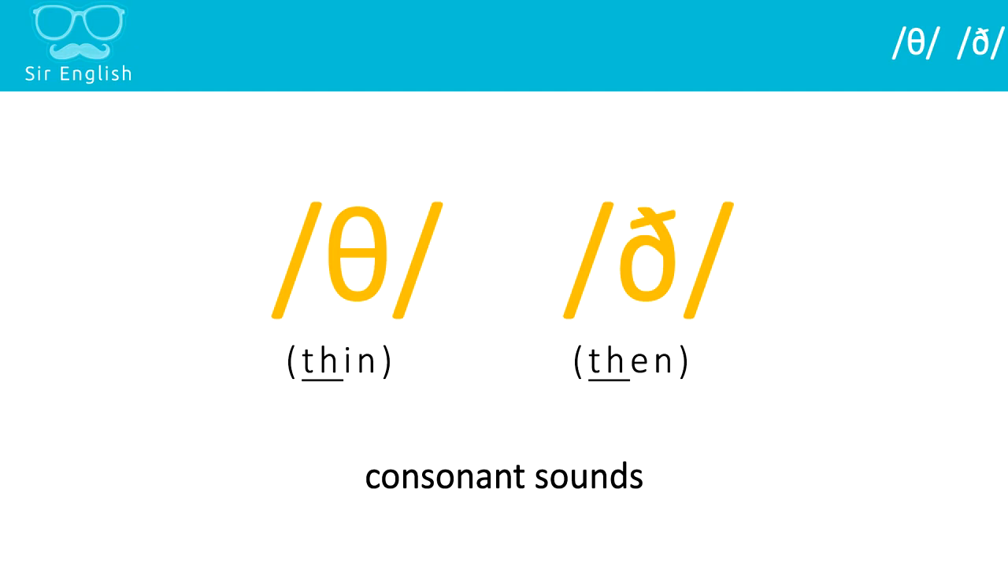These are the next two consonant sounds that we will target. Th, as in thin, and th, as in then. So I saved the best two sounds until last. These are perhaps the most challenging consonant sounds in English because they're very different from sounds of other languages.